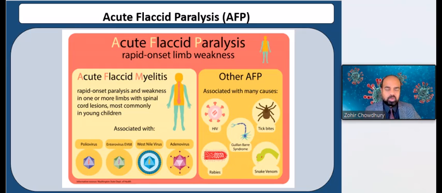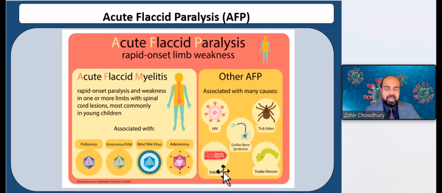So now we'll be going over, very briefly, this group of syndromes that we just introduced. What is acute flaccid paralysis? Acute flaccid paralysis is a symptom potentially indicative of polio, but it can also be associated with enterovirus, West Nile virus, adenovirus, and, as you can see here, it can also be associated with many cases of HIV, tick bites, snake venom, and rabies as well.